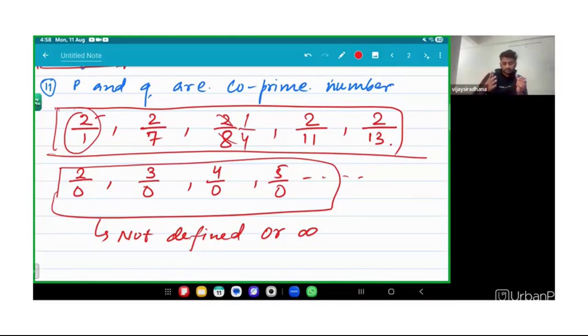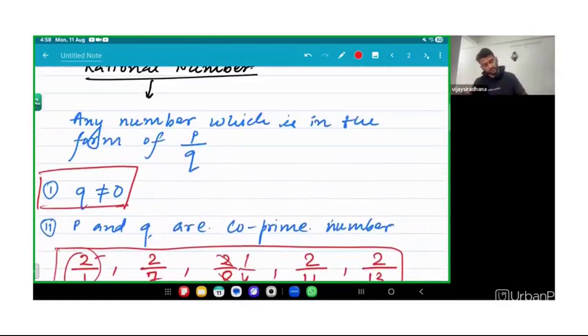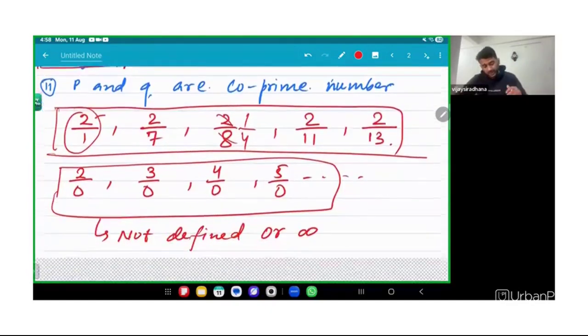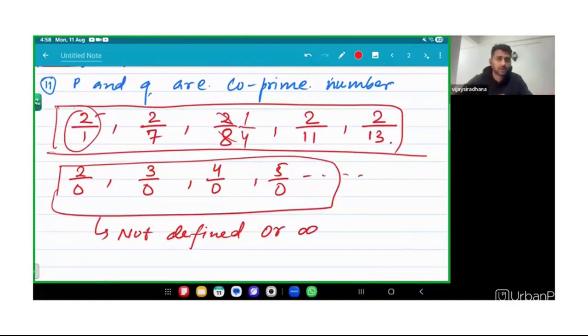So this is the whole concept: any number which is in the p by q form, where q is not equal to 0. Got it? Then the next thing: what are rational numbers?